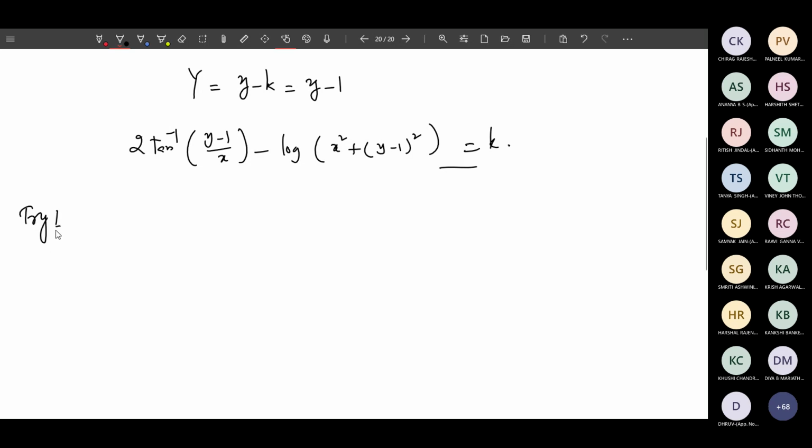This one you can try. Solve dy by dx equal to (x + 2y - 3) / (2x + y - 3). So this also, in a similar fashion, because you have constants here.